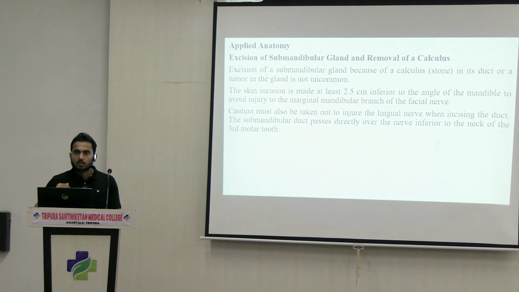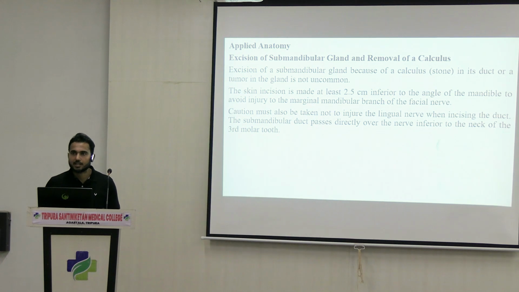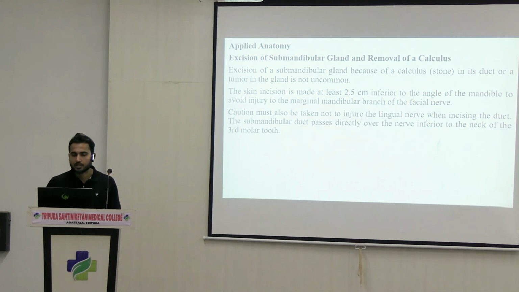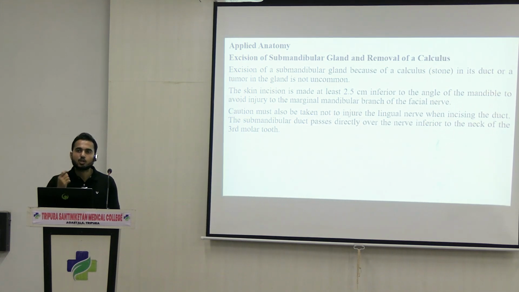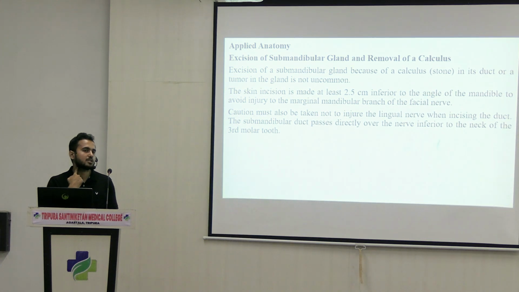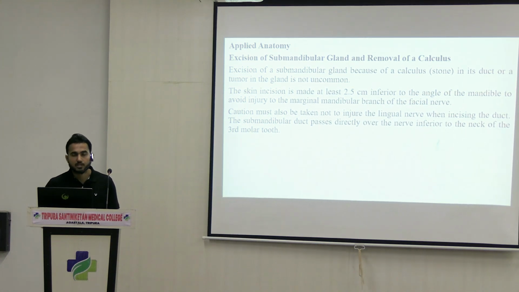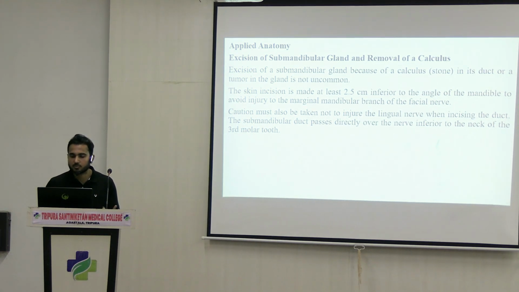While explaining the relations, I mentioned that some structures are very important, and that importance you can see over here. When the excision of the gland is done to remove a calculus or due to some other reason, the incision of the skin is taken. This incision is situated 2.5 centimeter below the angle of the mandible. So this is the angle of the mandible. The incision has to be taken 2.5 centimeter below it in order to take out the gland, or if there is any blockage in the duct.